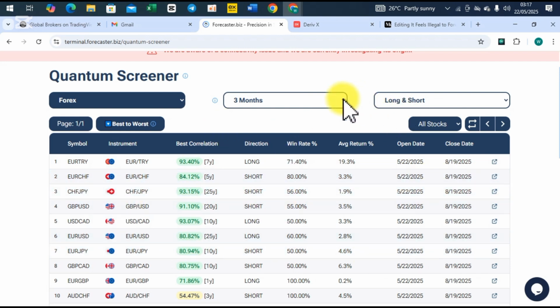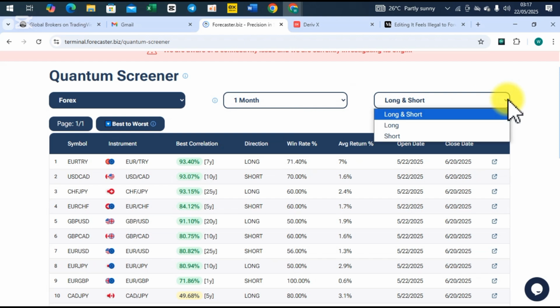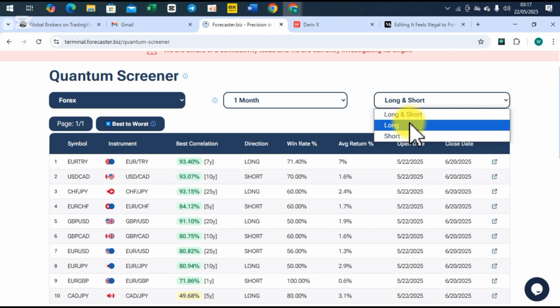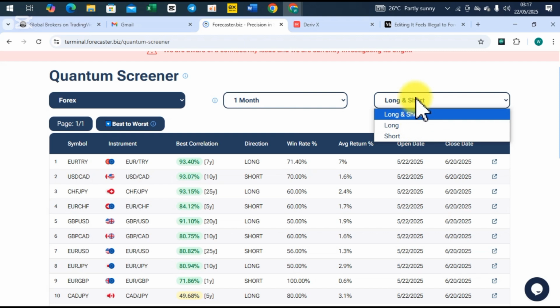So let's continue. Let me again change it back to 1 month, and then you can choose, do you want to look at both long and short, like bullish and bearish movements of an asset, or you want specifically one of those, like long or short? So for me, I prefer leaving it to both long and short, because I can profit from both movements. Where the asset moves in an uptrend or it moves in a downtrend, I can profit from both ways.